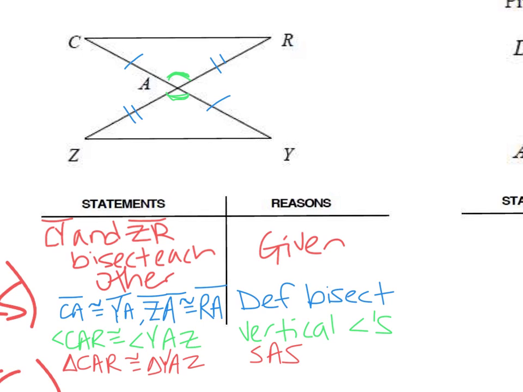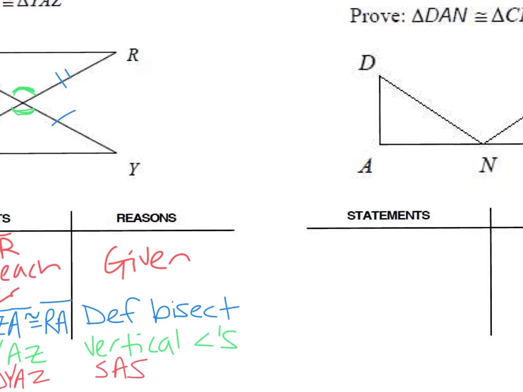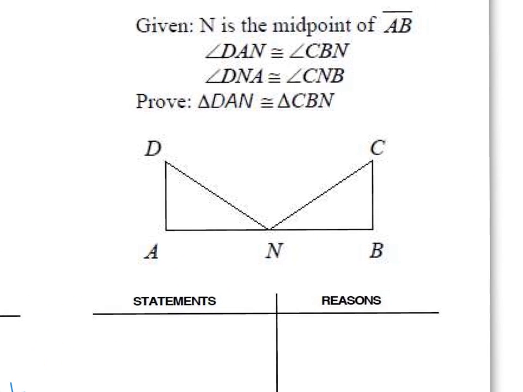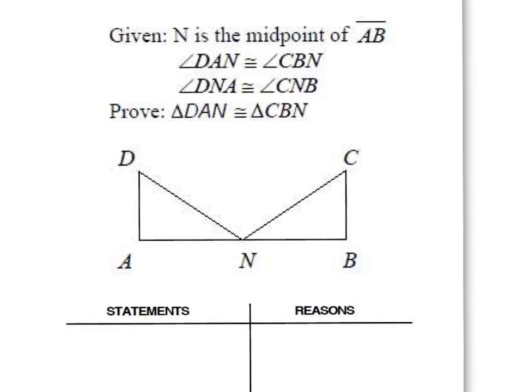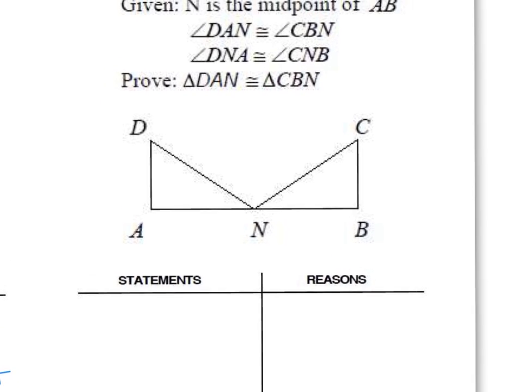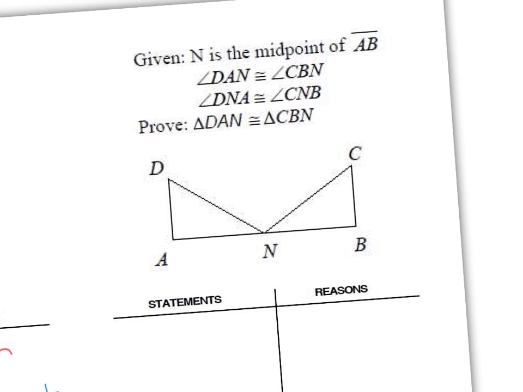So it really comes down to writing what's given and adding any additional information that we need. So looking at the next one, N is the midpoint of AB, and then it's giving me two of these angles that are congruent to each other. So I'm going to start with just writing all those givens into my first statement.